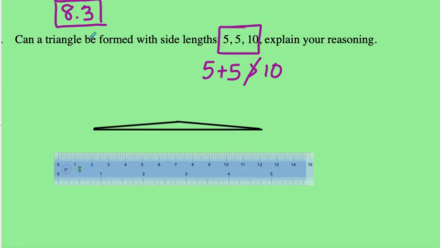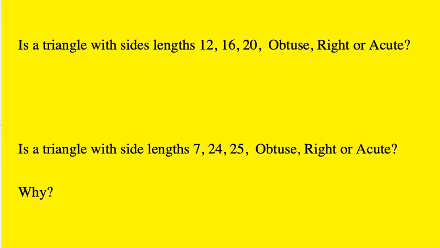Okay, but now let's pretend we have a triangle, 12, 16, 20. And we see that a triangle does exist because 12 plus 16 is greater than 20, 20 plus 16 is greater than 12, and 12 plus 20 is greater than 16. So we know all those are true. A triangle does exist. How do we classify the triangle as either obtuse, right, or acute?